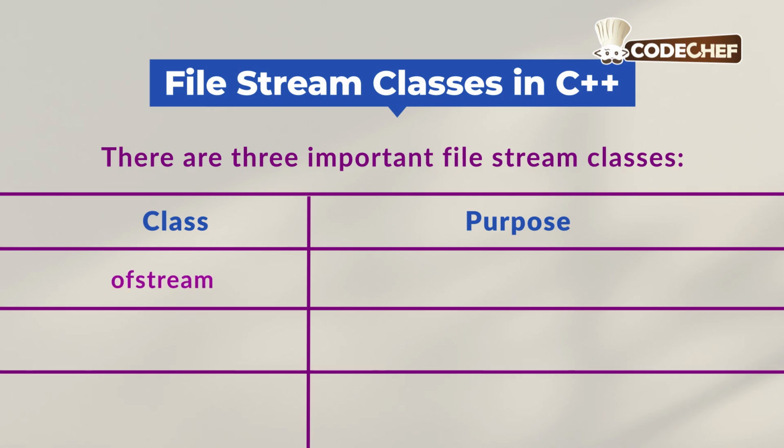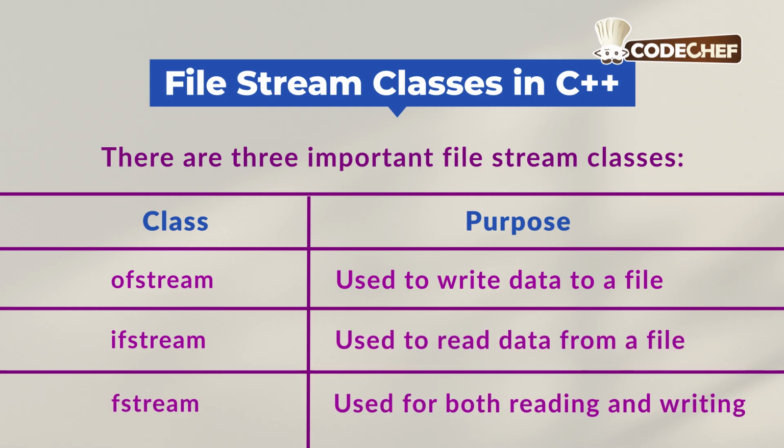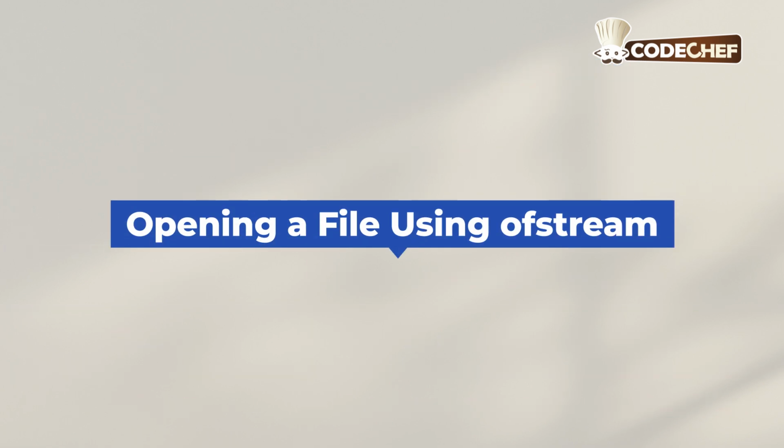So first is ofstream. It is used to write data to a file. Then the second one is ifstream. It is used to read data from a file. And fstream, which is used for both reading and writing. And we are going to discuss all these three classes in our programs on the CodeChef platform today. Starting with the very first operation in file handling, opening a file using ofstream.